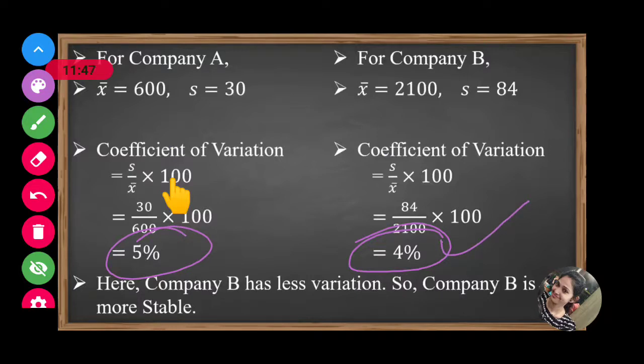Suppose in the question they ask which company is more variable, at that time the answer will be A. Company A is more variable than company B, but here they ask for the stability. So stability means less variation. Company A's variation is 5% and B's variation is 4%, so company B is more stable. Here question number 2 is over.